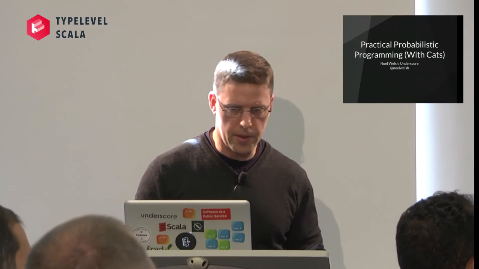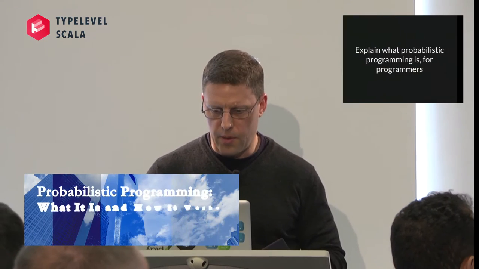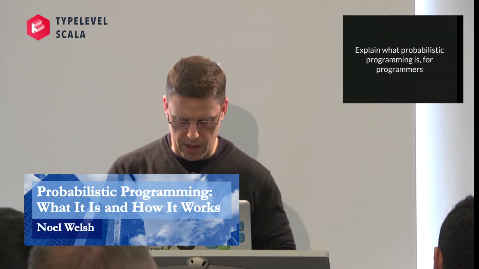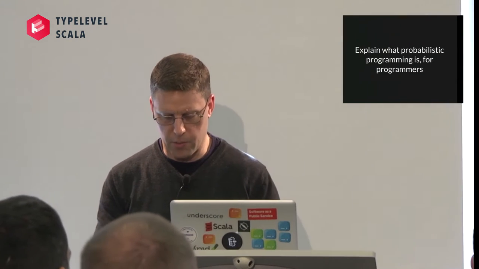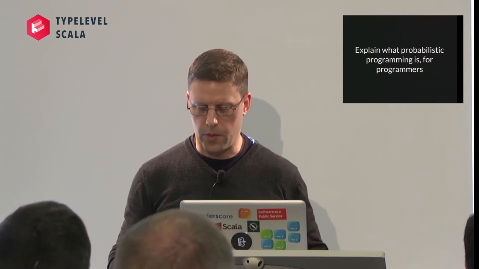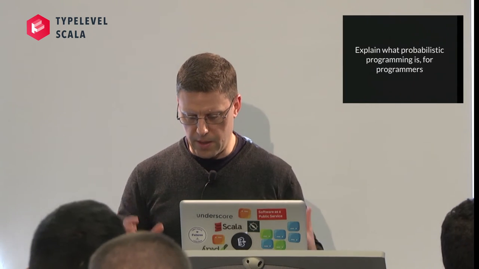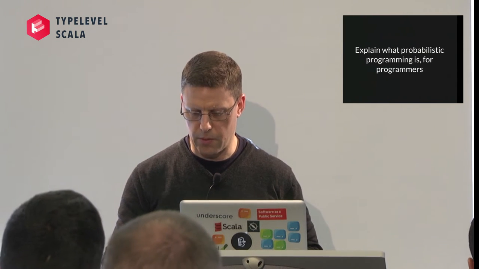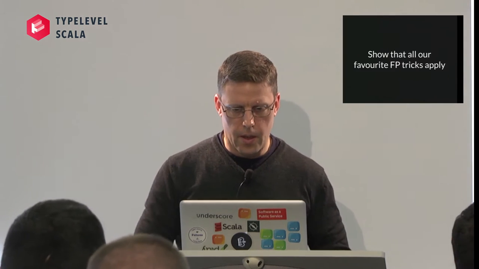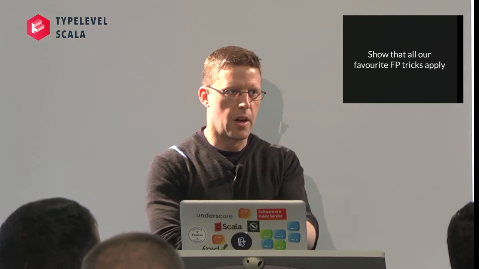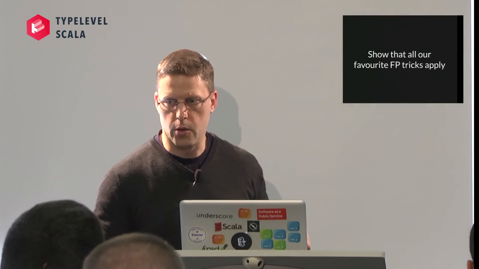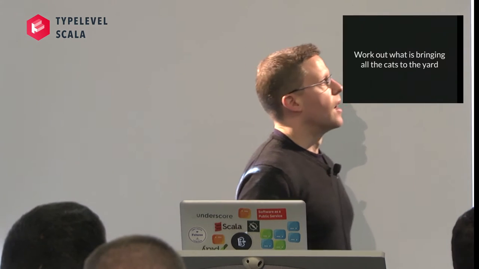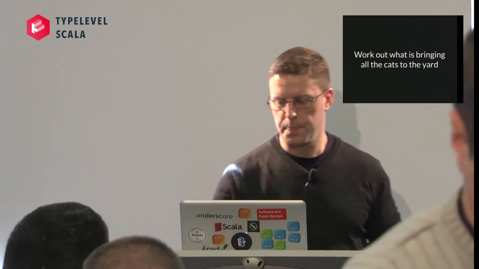My talk is about practical probabilistic programming with cats. And we have three goals. I want to explain to you what probabilistic programming is, and I'm assuming that you don't have a background in machine learning, but you do have a background in functional programming. So we're going to be addressing it from the point of view of somebody who is into the FP stuff, but not so into the sort of machine learning side of things. I want to show you that all of your favorite functional programming tricks apply. In fact, this is a very relevant thing for functional programming people to get into. And I also want to explain why all these damn cats are in the yard. So let's get into that.